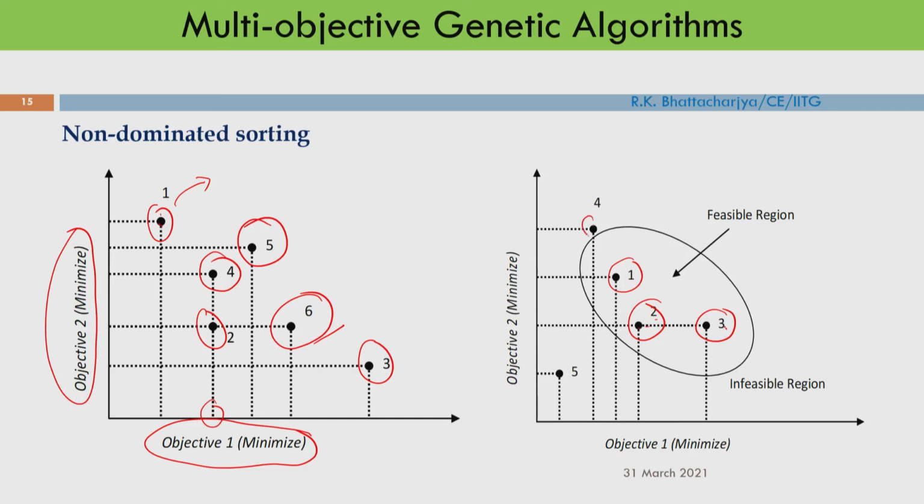Now, let us compare solution 4 and solution 2. Solution 4 is in the infeasible region and solution 2 is in the feasible region. So, if there is a tournament between an infeasible solution and a feasible solution, the feasible solution will win the tournament. Now, let us see solution 5 and solution 4. Both are in the infeasible region. In that case, the constraint violation of solution 4 is lesser than the constraint violation of solution 5. So, solution 4 will win the tournament. So, I can apply these basic rules to select the solution.